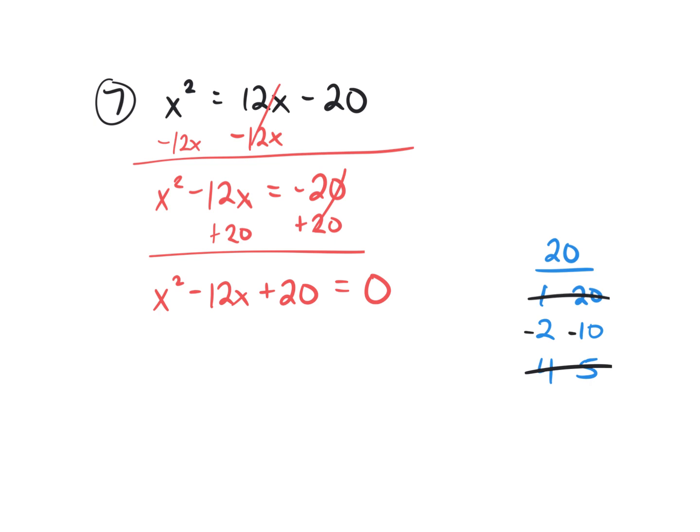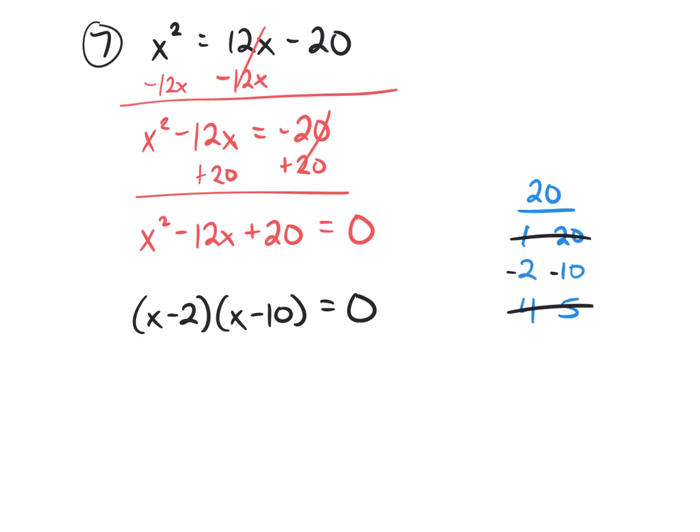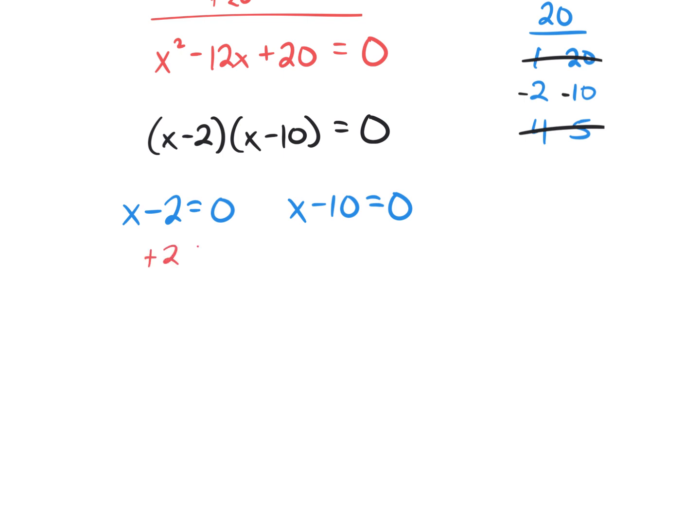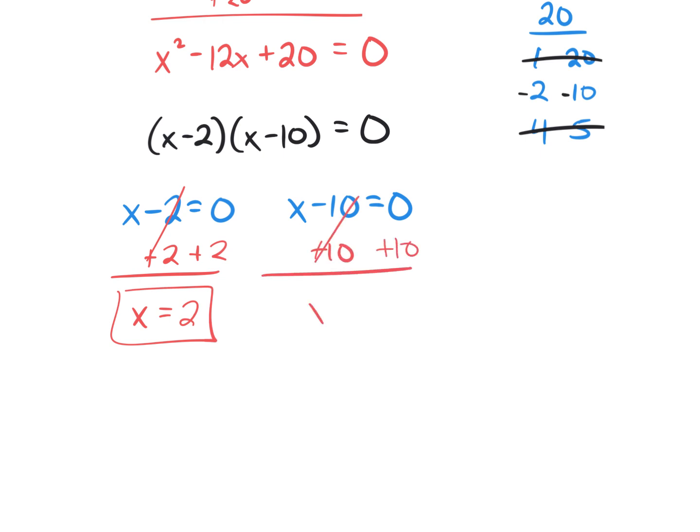So how do I write my next step? (x minus 2)(x minus 10) equals 0. Good. Am I done? No. Why not? You have to solve. Yep, we have that equals 0 this time, so we have to go that extra step. We have x minus 2 equals 0 and x minus 10 equals 0. How do I solve the right side? Add 2, so I have x equals 2. What do I do on the right side? Add 10, so I have x equals 10.